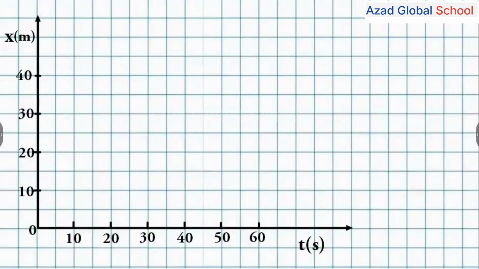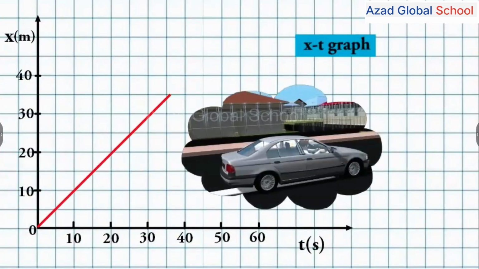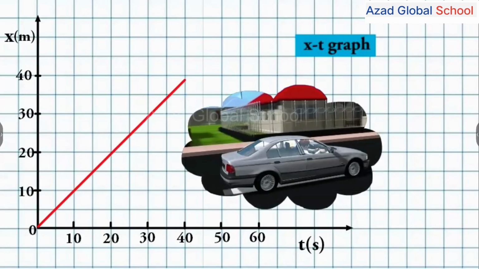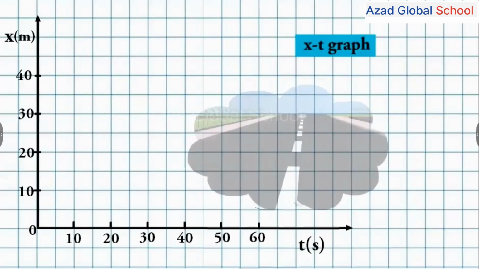Here you can see an x-t graph for an object moving with positive velocity. Moving with negative velocity.